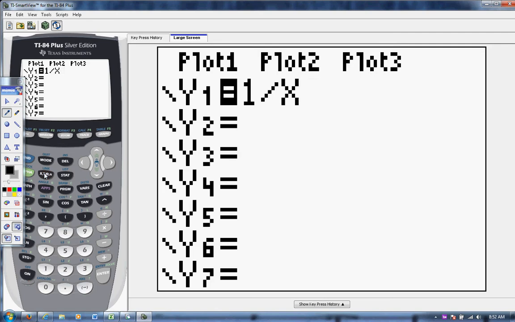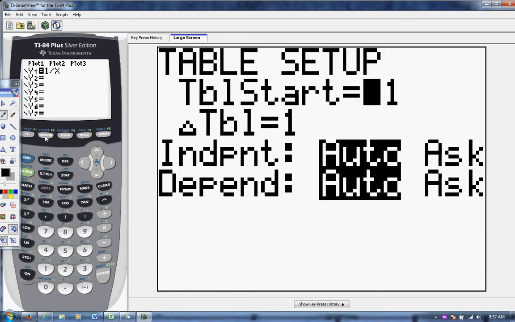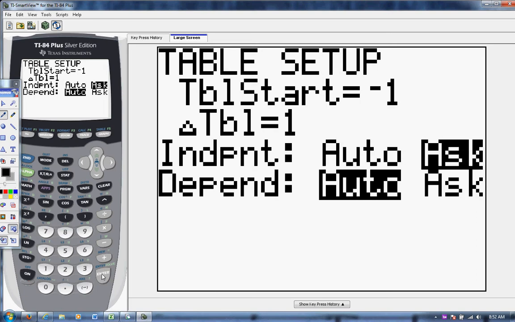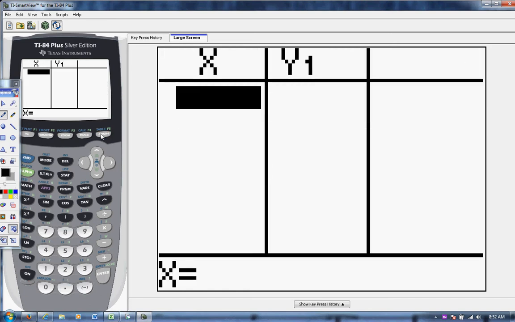If you remember, when I want specific function values for specific x values, it's better to go to the table setup and turn my independent variable to ask. Remember, the independent variable is 99% of the time x. So if I change it to ask, then I can put in the values that I want into my table. Make sure you've got your function entered, and let's go to the table now. I said we were going to start at -1. So I put a -1, and I hit enter.